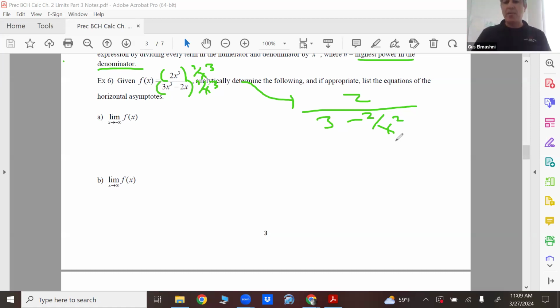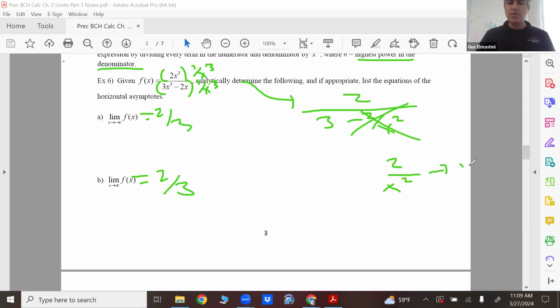So in this case, that just goes away, right? That just goes away. So it's just 2/3 in each case, because 2 over x squared approaches 0 as x approaches positive or negative infinity. So that little part, that complex fraction, vanishes when x is going towards positive or negative infinity. You're stuck with 2/3. That's how you do it analytically.